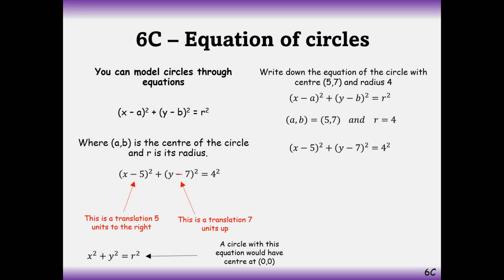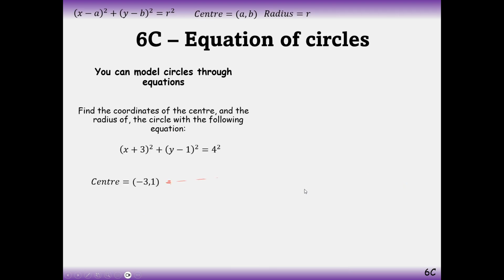I know it's a y value, but because it's inside the bracket, we're treating it as a translation effect that's opposite. So although it's minus 7, it's actually moved up 7, so (5, 7). And the center of the circle looks like so in this product. Okay, so let's look at another example.